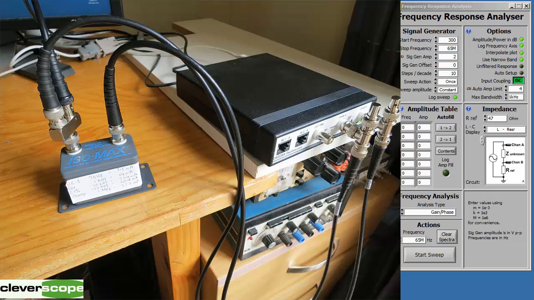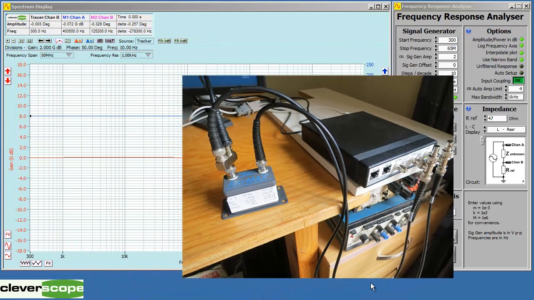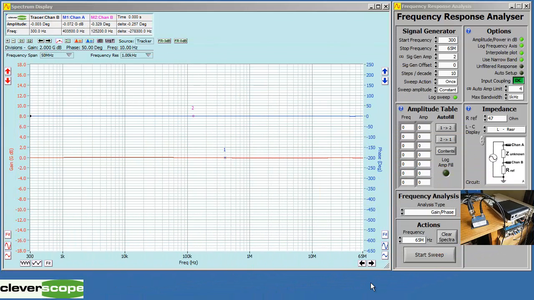Finally, in the sequence of testing various things, we've got an ISOMAX video isolation transformer which we thought we'd like to check out. So I'm going to look at its gain phase. Just to start, I did a quick check to see that the gain phase for the blank connections was good. And as you can see, that's a straight line that's on there right now. So I'll start a sweep. We're going to go from 300 Hz to 65 MHz.